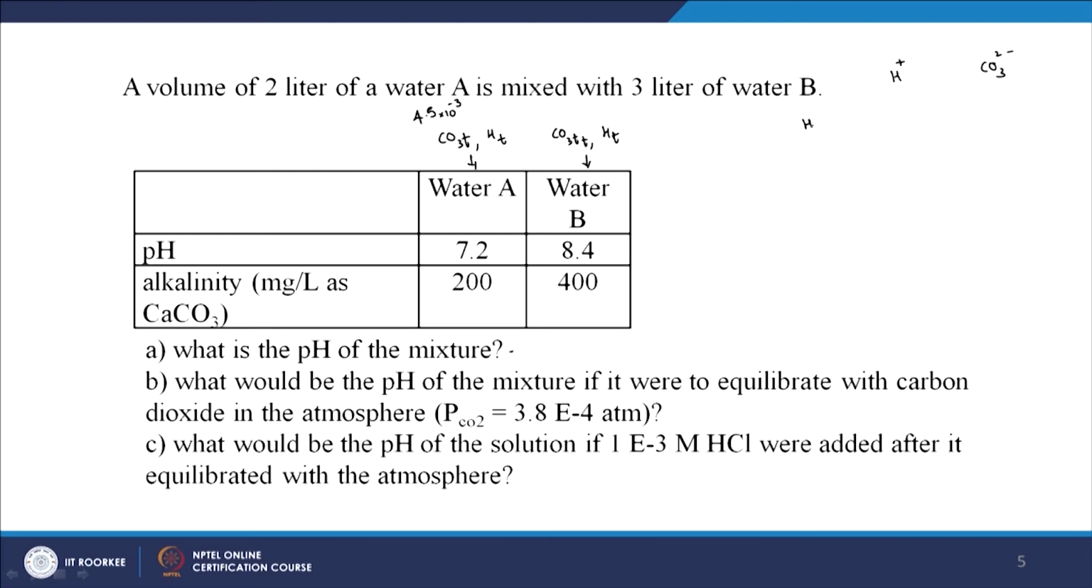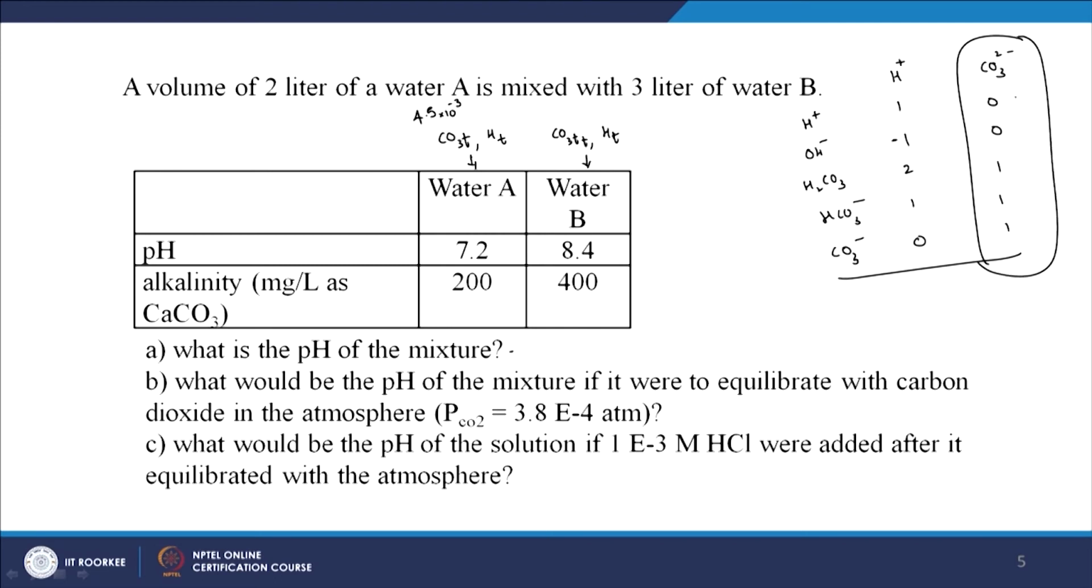And what are the species? They are H plus, OH minus, H2CO3, HCO3 minus and CO3 2 minus. And how many H plus here? 1, minus 1, H2CO3 is 2, 1, and here it is 0, and CO3 2 minus here it is 0, 0, 1, 1, 1. So what did we just do, or how did we calculate that? We just did the total balance on the component CO3 total, and that was equal to 1 times H2CO3, 1 times HCO3 minus and 1 times CO3 2 minus, right. And with that we end up with the value of 4.5 into 10 power minus 3.